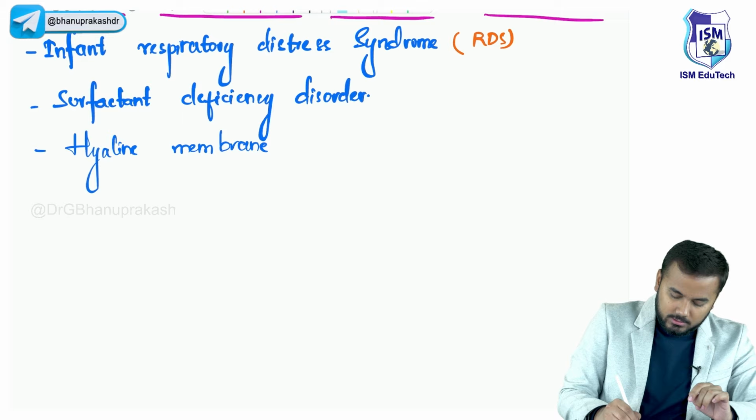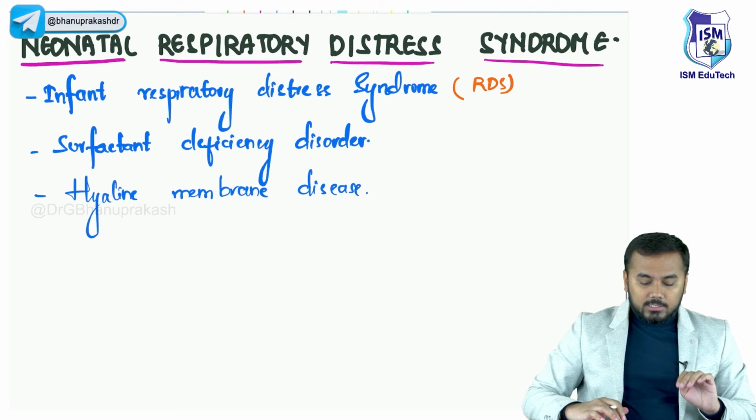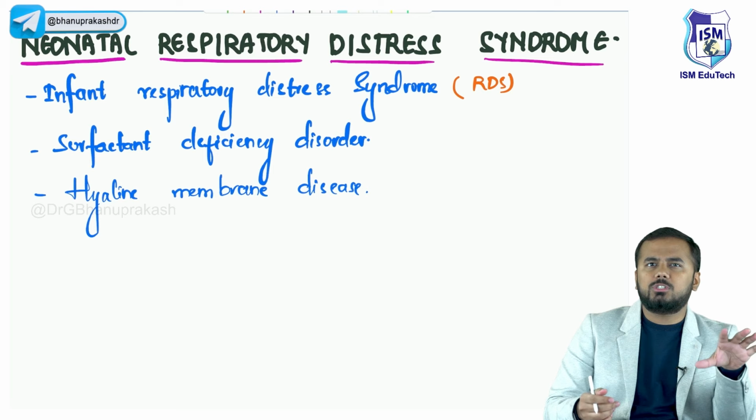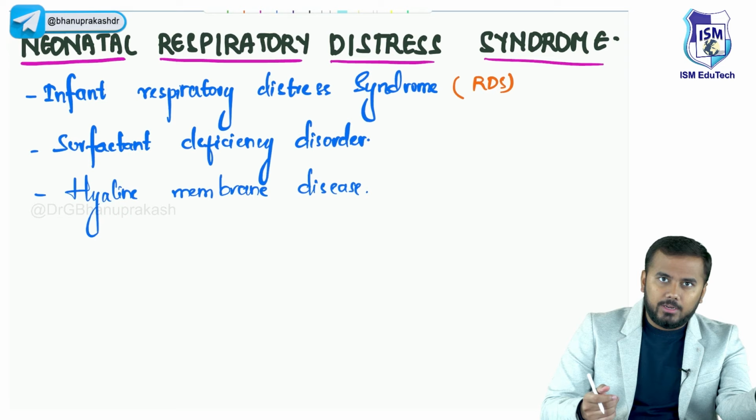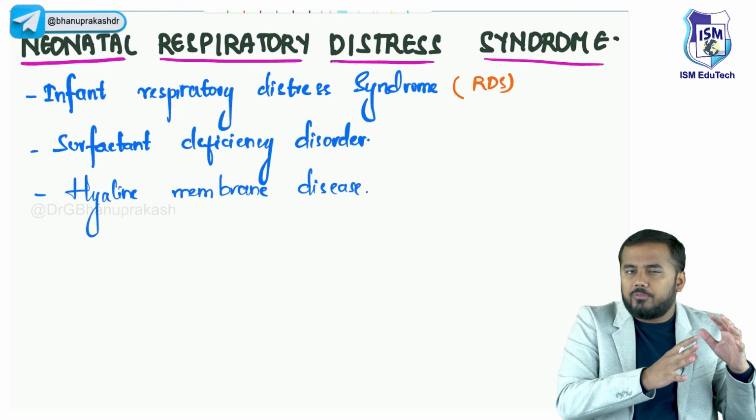Okay? Now, this neonatal respiratory distress syndrome, if you basically look, guys, most commonly you see this in a preterm or a premature infant. So if a mother is giving birth to a premature or preterm infant, in those group of children, you will basically see this kind of disorder.